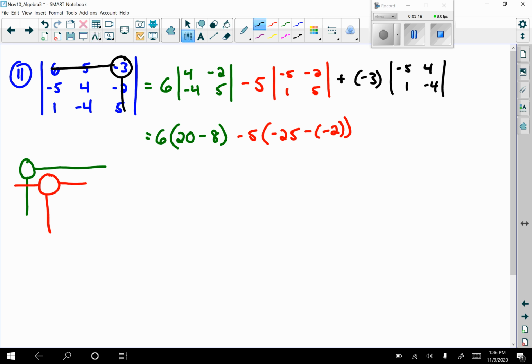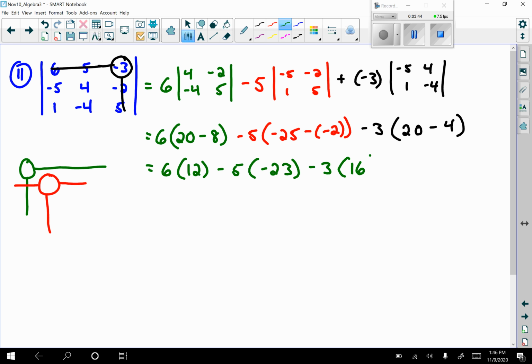Now I can just go ahead and say minus 3. Going downward diagonally here, we're going to get a 20. Minus, and going upward here, we're going to get a 4. Shouldn't have put a bar there. All right, so here we're going to get 6 times 12. Minus 5 times, this becomes negative 25 plus 2, so a negative 23. Then we get a minus 3 times a 16.